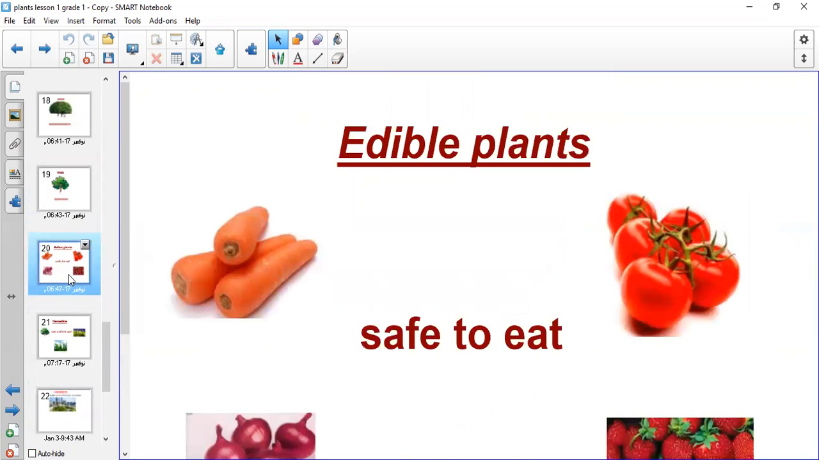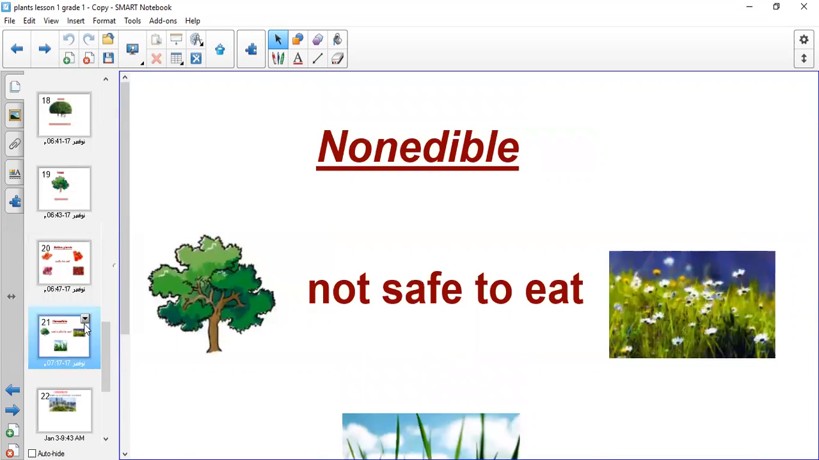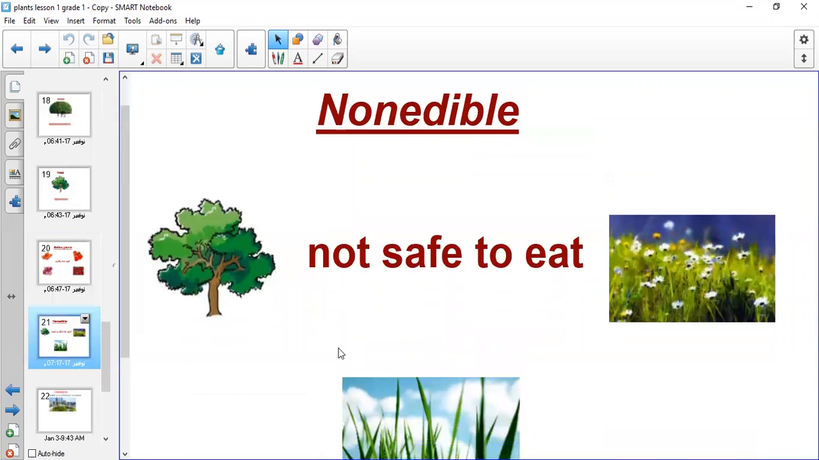We can group them according to edible, or the plants that we can eat, edible and non-edible. The edible plants are safe to eat, like carrots, tomatoes, onions, strawberries. The non-edible plants are not safe to eat because these plants are poisonous and we cannot eat them.